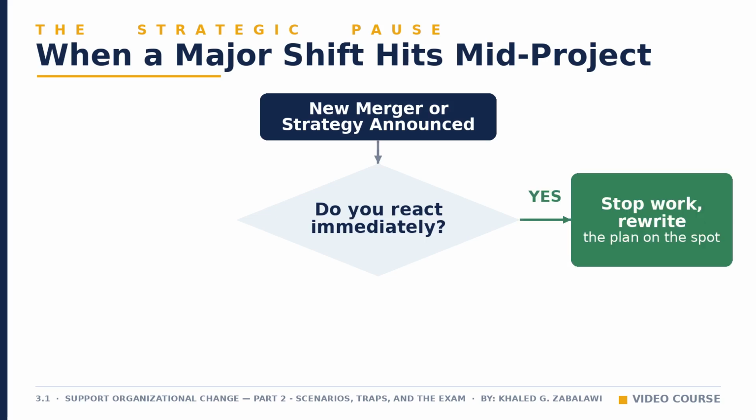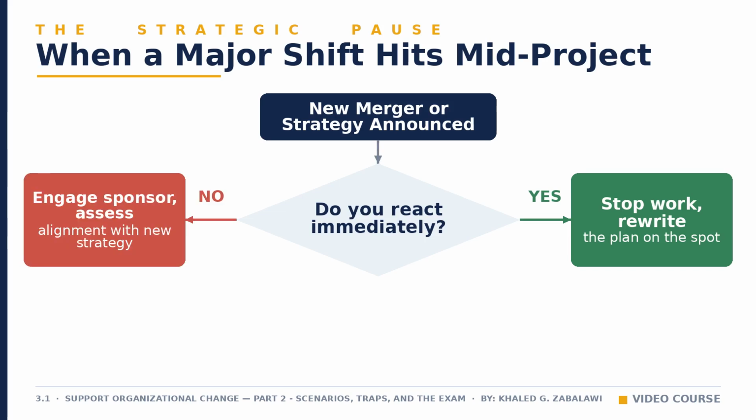Reacting immediately looks responsible, but it usually means stopping work or rewriting the plan based on incomplete information, a tactical reaction that can waste effort or create redundant work you did not need to do. The stronger move is to pause, engage the sponsor, and assess how your project aligns with the new direction before changing anything. This is a strategic response, and it protects you from solving a problem that may not exist.